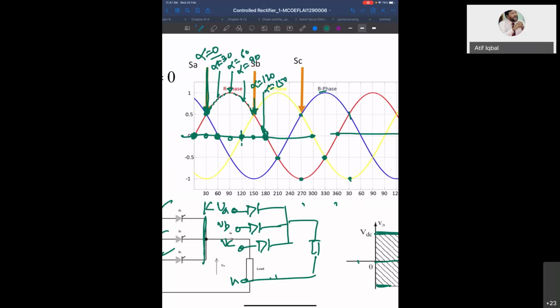Do you understand this point or not? This is very important. If you have any confusion, please ask me now. Is it clear to everyone?